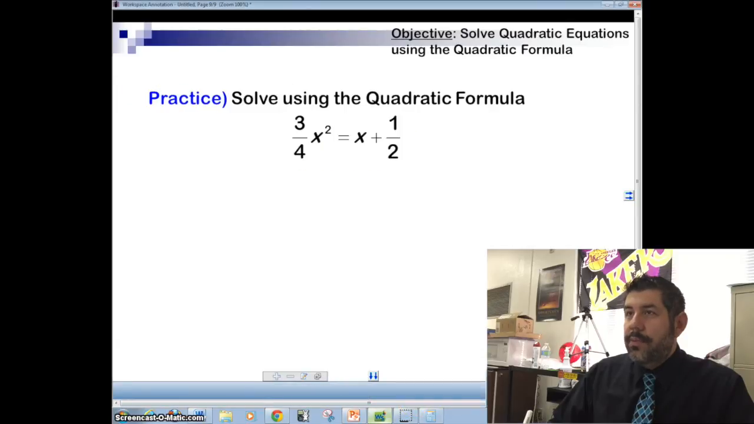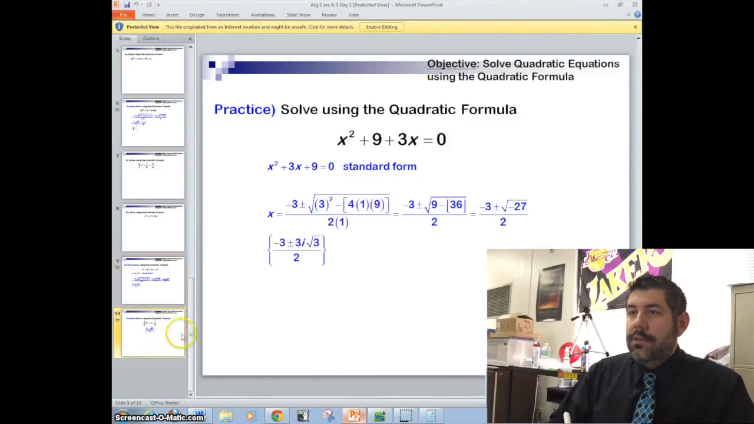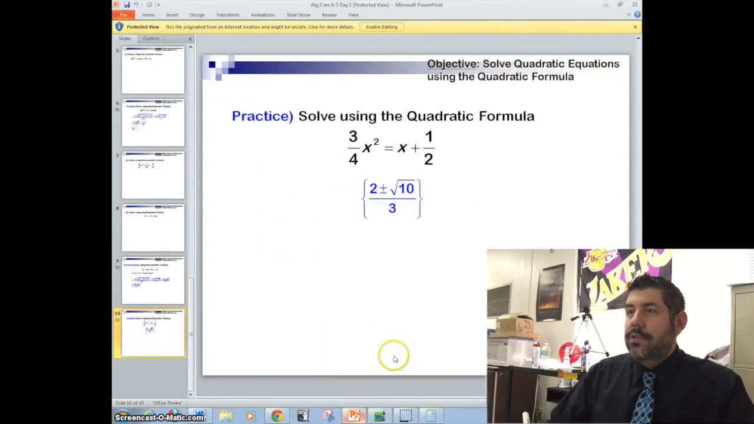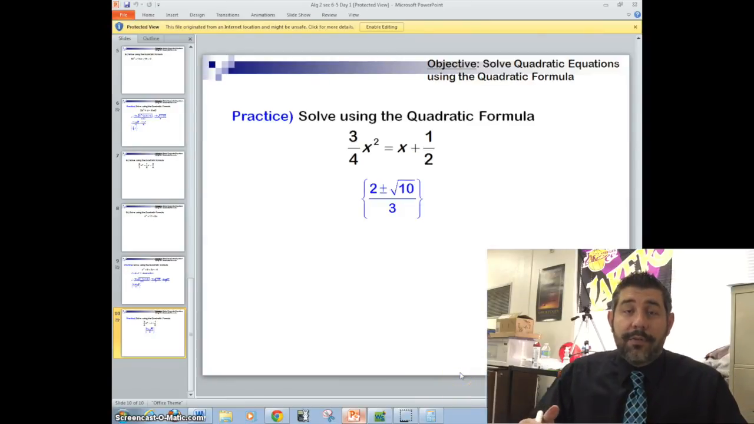And here's the third practice problem. Again, you want to rearrange this and get rid of the fractions. And your answer to that one is, there it is, 2 plus or minus root 10 over 3. All right, that's the quadratic formula.